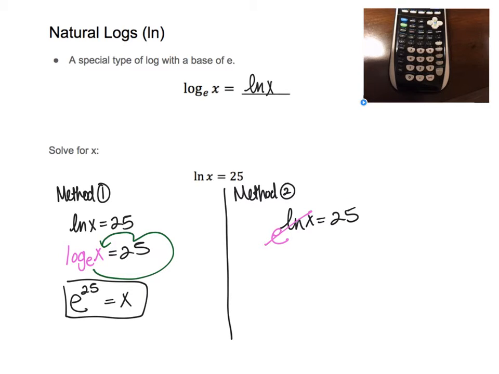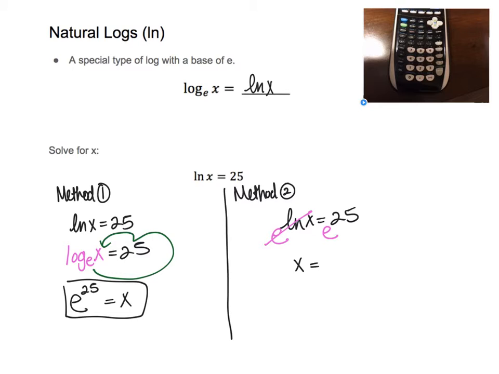So now I have to e the 25. And notice that I placed the e on this side in front of the ln to cancel that one out. Well, that means I need to place that e on the front of the 25. So on this side here, on the left-hand side, I just have x left. The e only cancels out the ln, so x drops down.